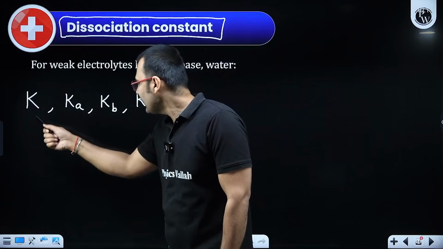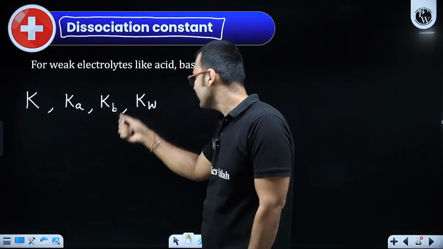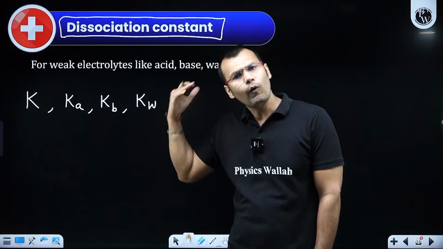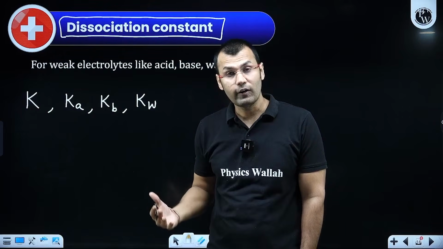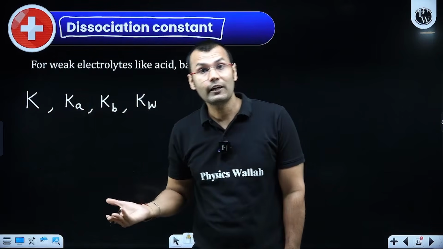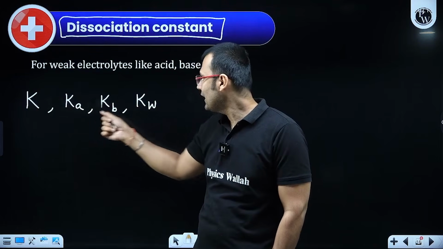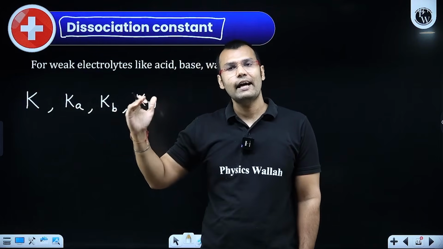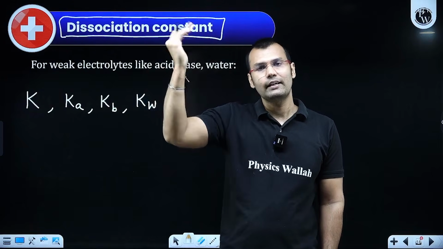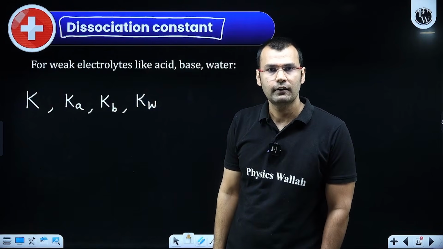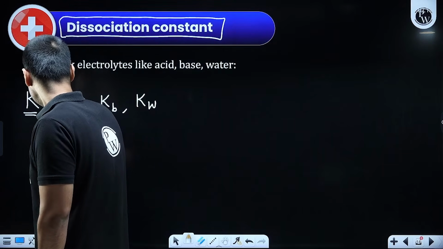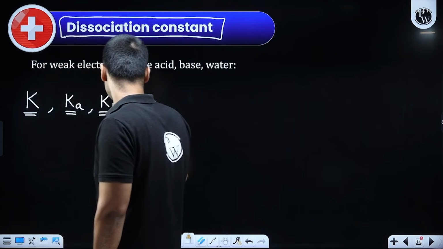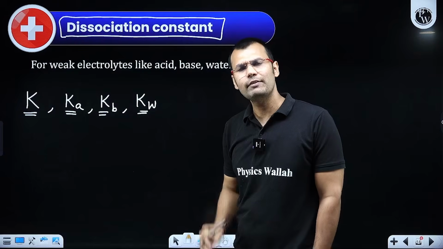So whether it is K, Ka, Kb, or Kw, all are the same. All are dissociation constants, and moreover, all are equilibrium constants only. All of K, Ka, Kb, Kw are calculated as concentration of product upon reactant, raised to the power of the stoichiometric coefficient, right? So one by one, let's see these dissociation constants with some examples.